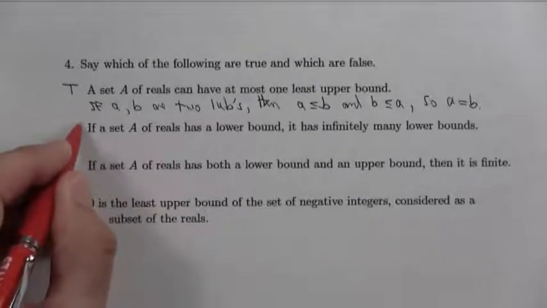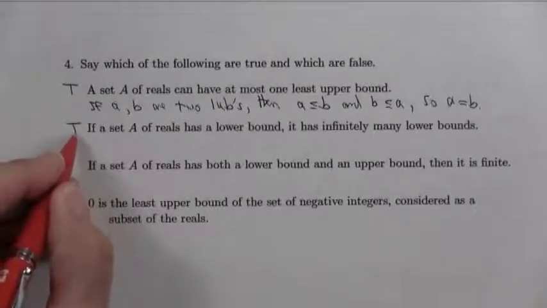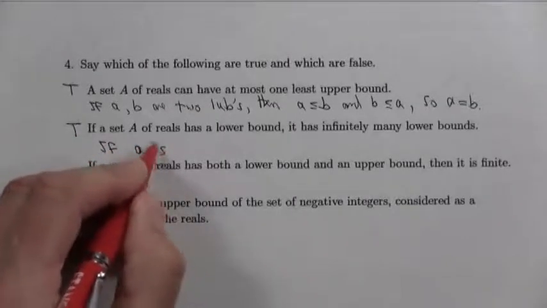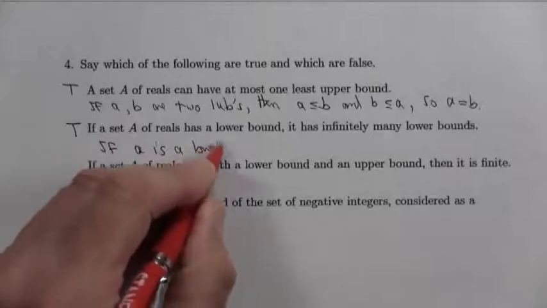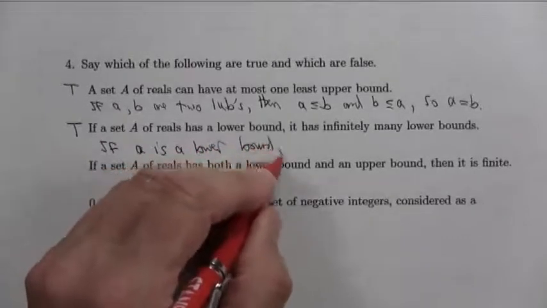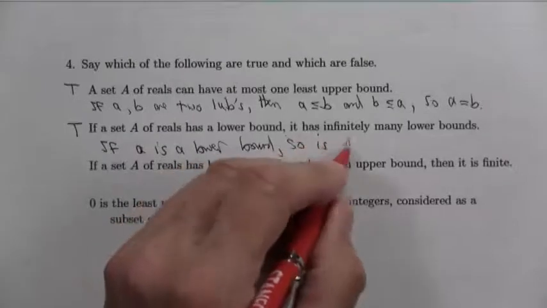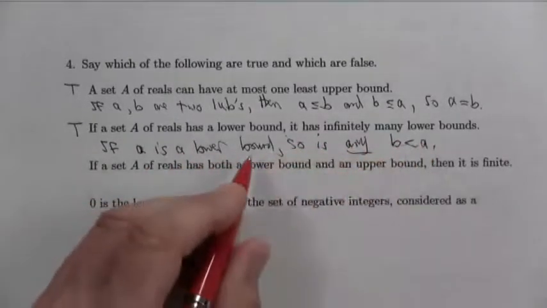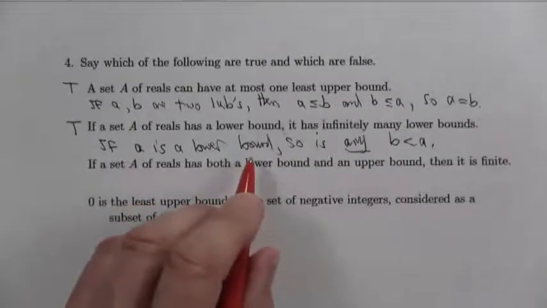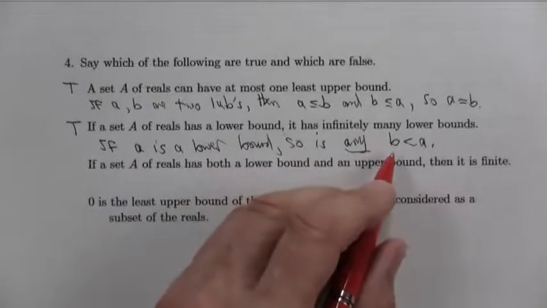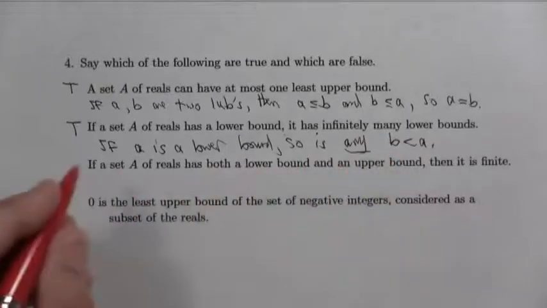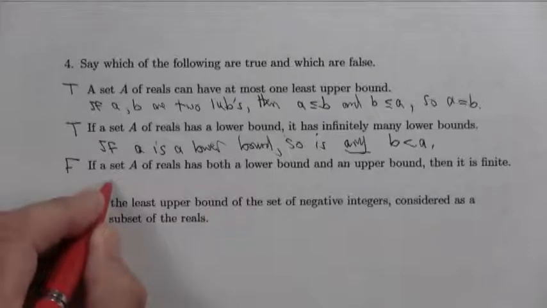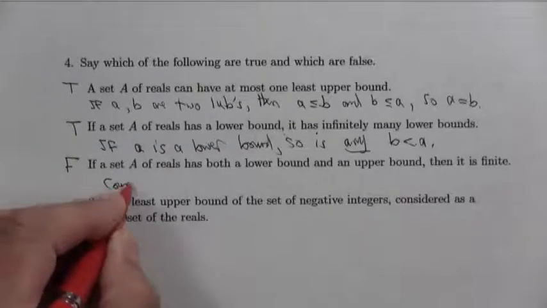The second one is also true. Because if A is a lower bound, so is any number B less than A. Anything less would be a lower bound. The next one's going to be false. And to show it's false, let me just give you a counterexample.